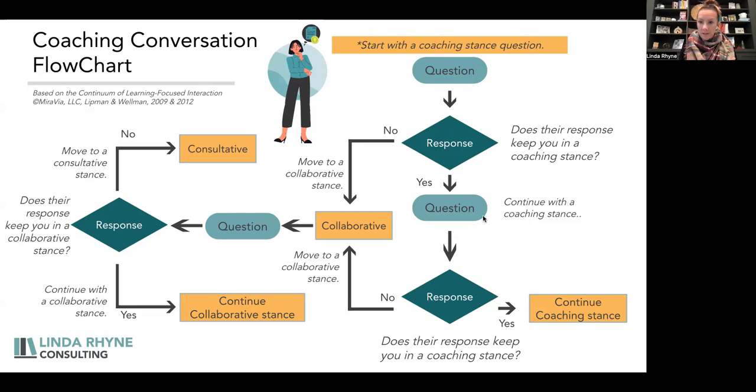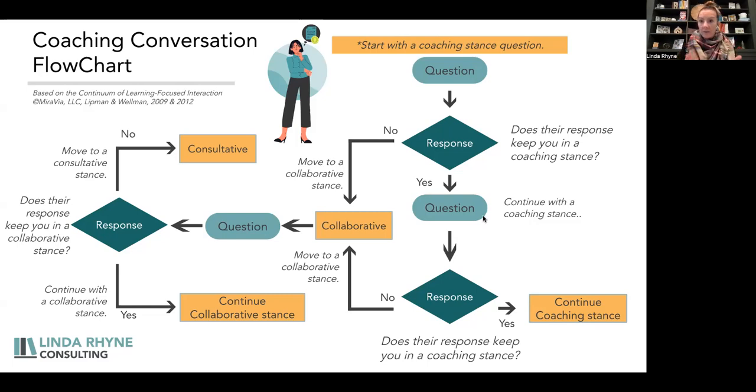So if the answer is no, like this does not keep me in a coaching stance, then you're going to shift to a collaborative stance and you're going to want to lean on those types of tools where you and the coachee are really more 50-50 in the development of where they need to go to move their instruction forward, to move their classroom management forward. Whatever it is that you're working on, you're going to want to be prepared with whatever that collaborative stance might be calling on you for.